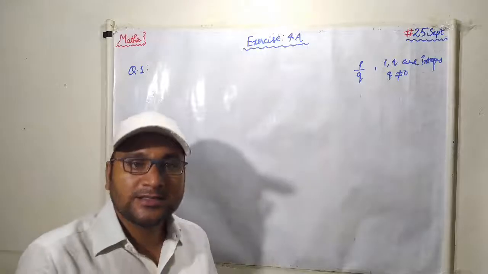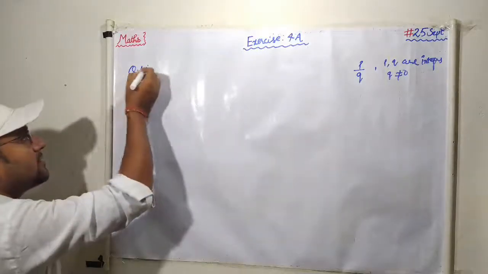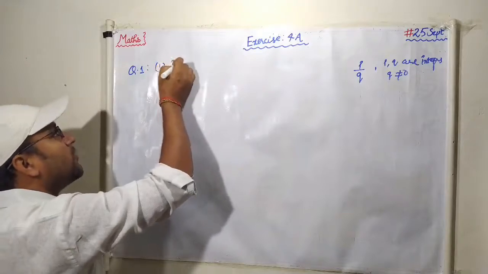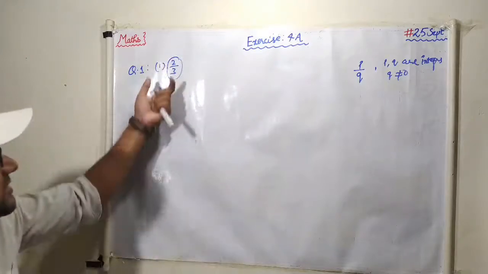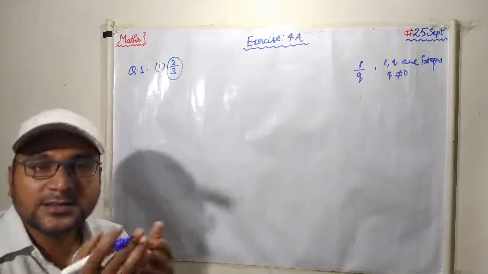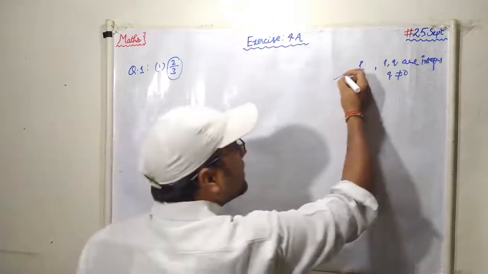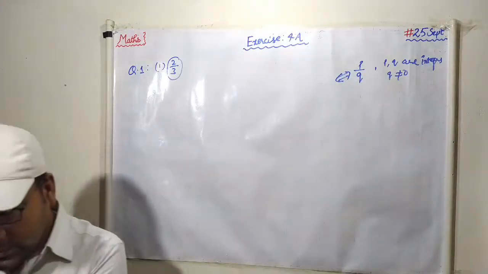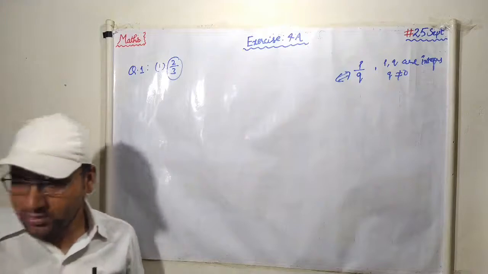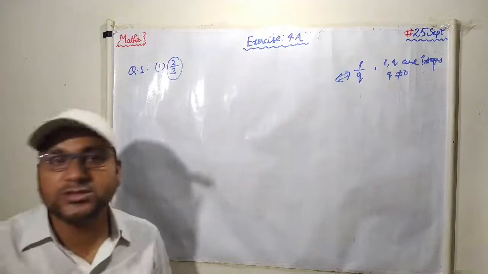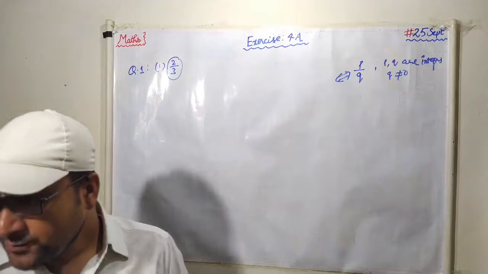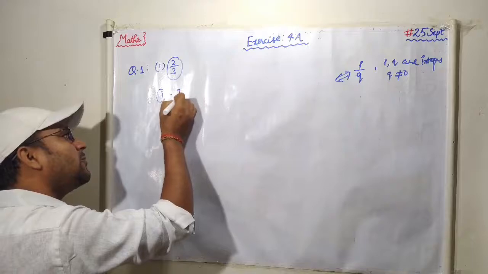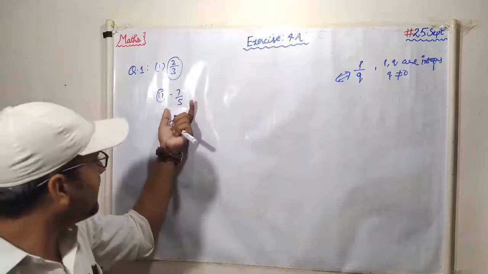So your first one is 2 upon 3. Tell me, students, is it a rational number or not? Yes, it is a rational number because it fulfills the criteria or definition of a rational number. Others you will try yourself in your questions. The second one is minus 7 upon 5. It is also a rational number.